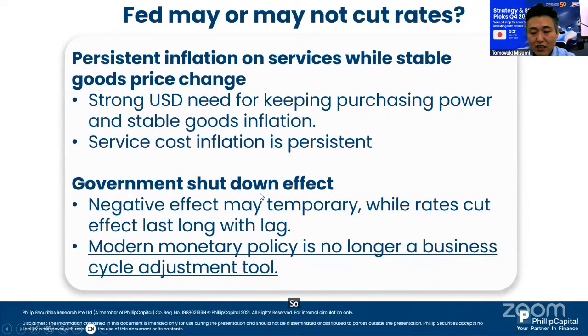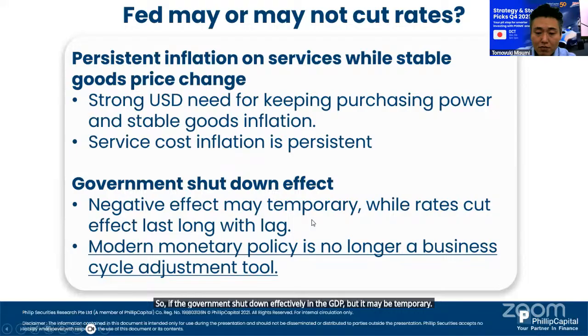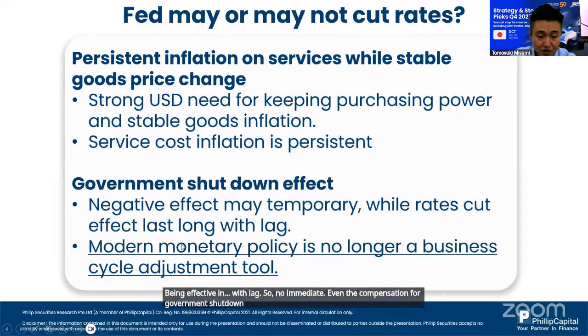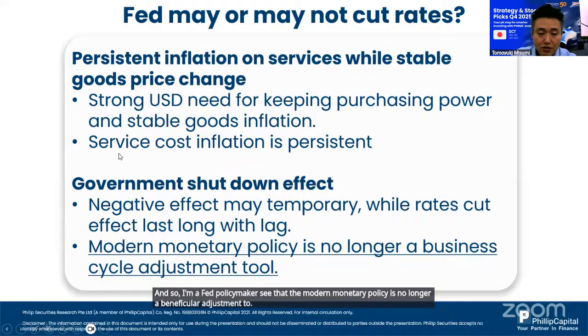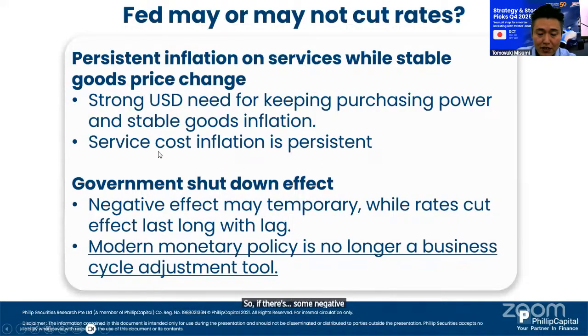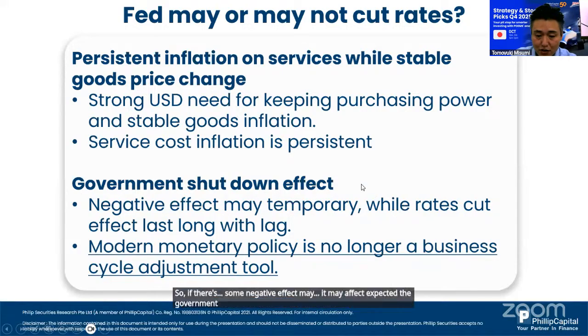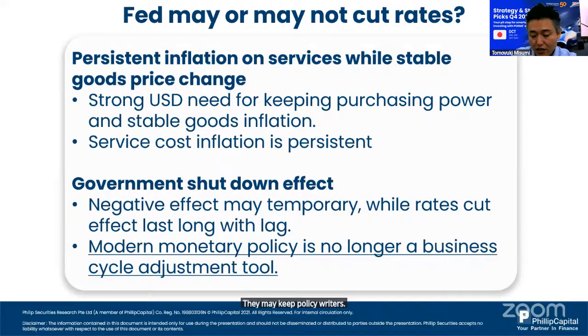The government shutdown effect is also being considered. The negative effect may be temporary, while the latest cut's effect is long-lasting with lags. The shutdown may affect GDP negatively, but it may be temporary, and monetary policy is effective with a lag, so there is no immediate compensation for the shutdown effect. Fed policymakers see that modern monetary policy is no longer a business cycle adjustment tool. Even if some negative effect is expected from the shutdown, they may keep policy rates unchanged, and with no data, they may not decide.